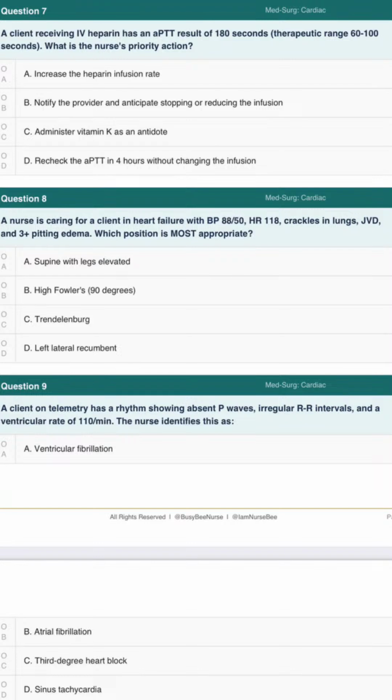Okay. Now, number 8: a nurse is caring for a client in heart failure with a blood pressure of 88 over 50. Heart rate is 118. He has crackles in the lungs, JVD, and 3 plus pitting edema. Which position is most appropriate for this patient? In this case, we have A, supine with legs elevated, B, high Fowler's, 90 degrees, C, Trendelenburg, and D, left lateral recumbent. What do you guys think?